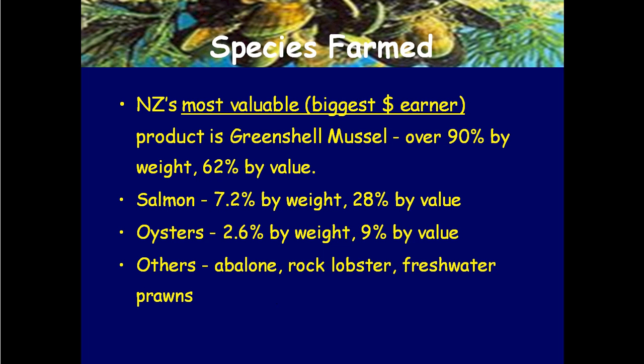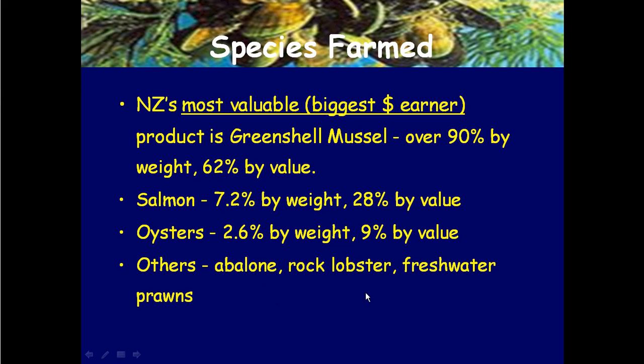All right, in terms of what species we do farm and the dollars that comes in, the most valuable product is green shell mussels, 90% by weight, 62% by value. Salmon, 7.2% by weight, 28% by value. So obviously, the salmon are a lot less of it is cultured, but because they are worth a lot more money, then they add a lot more to the value. Oysters, 2.6 by weight and 9% by value.